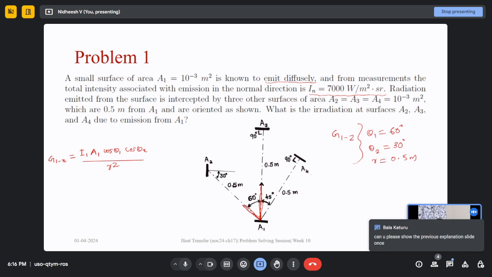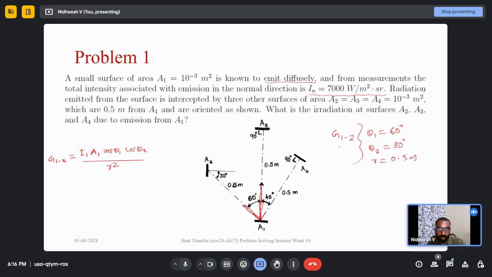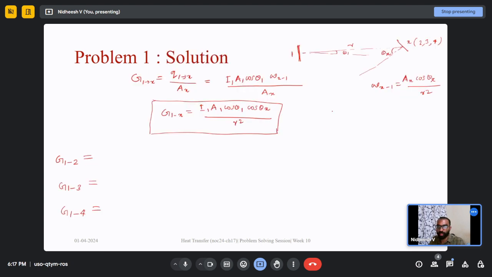Can you please show the previous explanation slide once? Okay, I will go to that slide. Give me a moment. You have values for R, I and A1. With that, start the calculation. Substitute all these values in this radiation expression and find the value for G12. Okay, here is the slide, Bala.